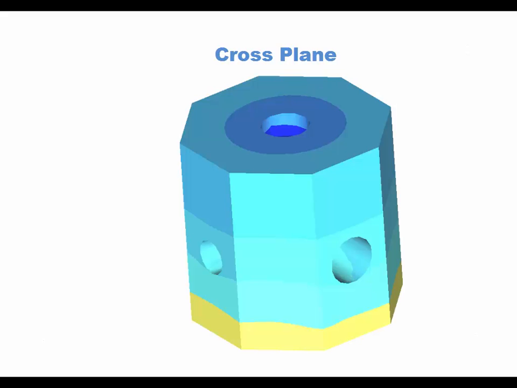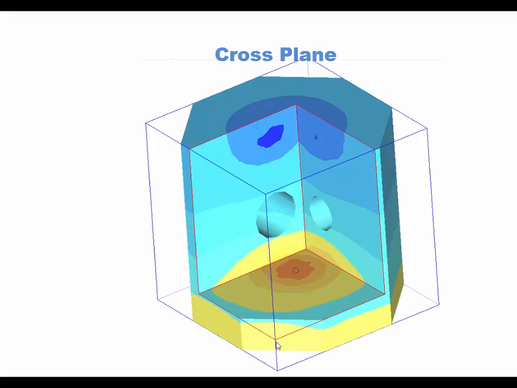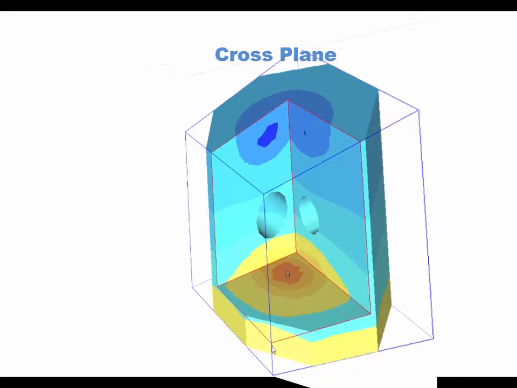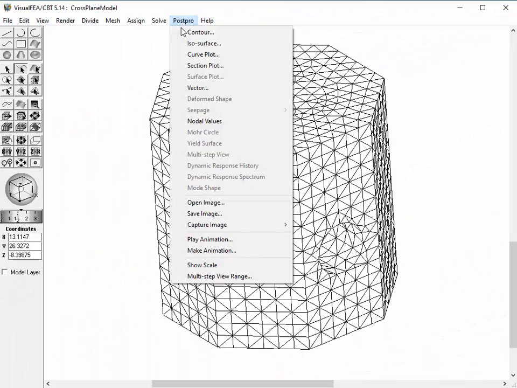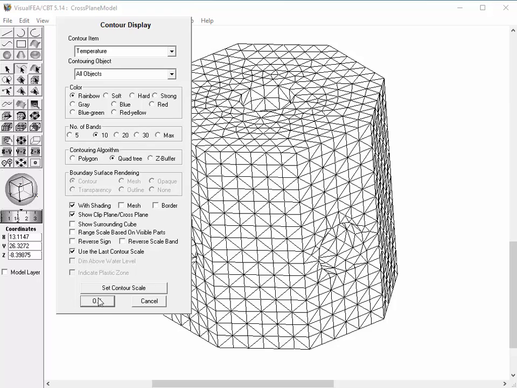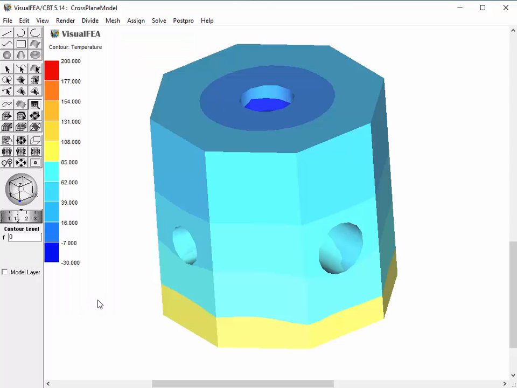The cross plane is a tool to visualize the inside of a three-dimensional solid model. The example on the screen is a heat conduction model. The contour image represents the temperature distribution on the outer surfaces of the model. The temperature distribution inside the volume can be represented by contour images projected on the cross planes.